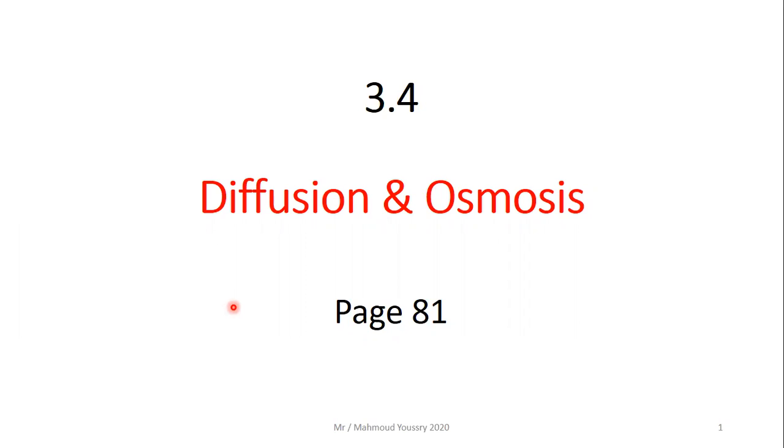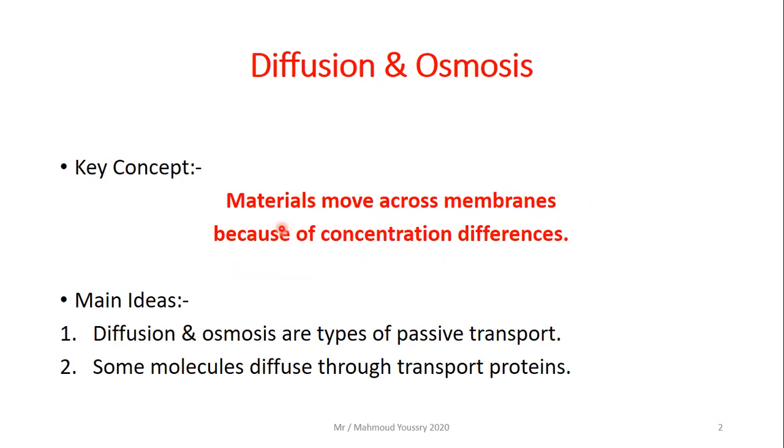Today we will talk about some functions or processes that help materials get into and outside of the cell. Today we will talk about diffusion and osmosis. Our key concept is that materials move across membranes because of concentration differences. We will study the concentration differences and how the materials get in and out of the cell.